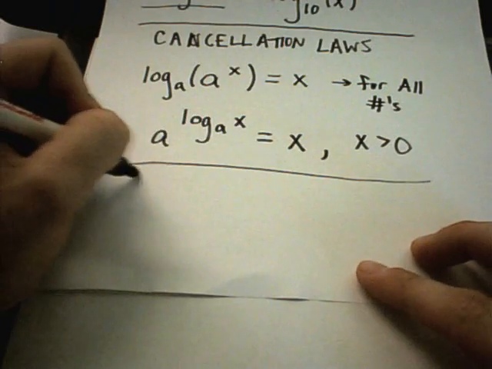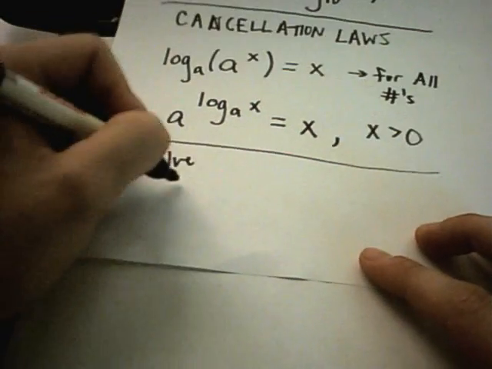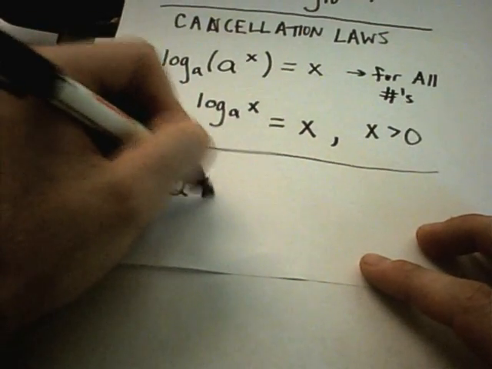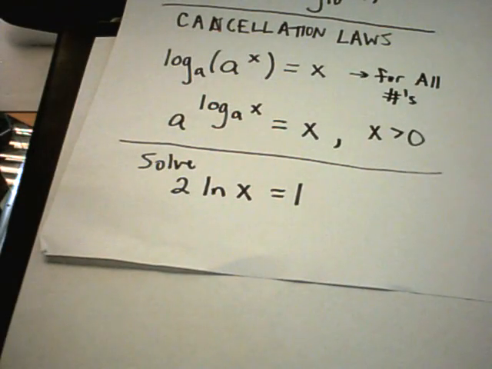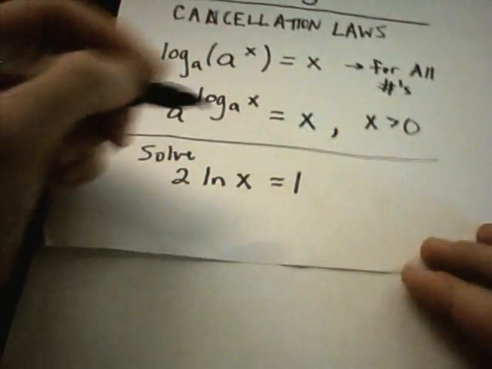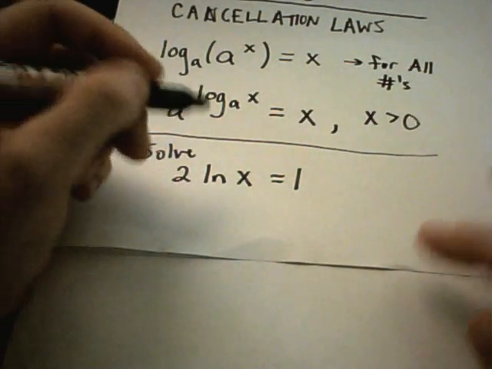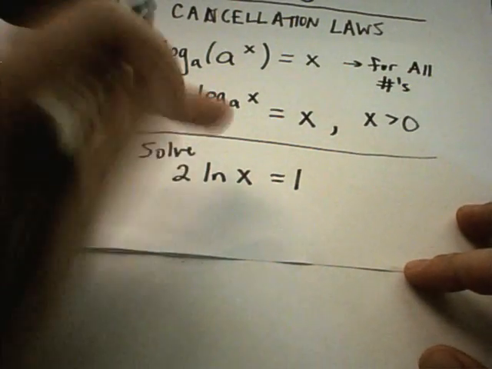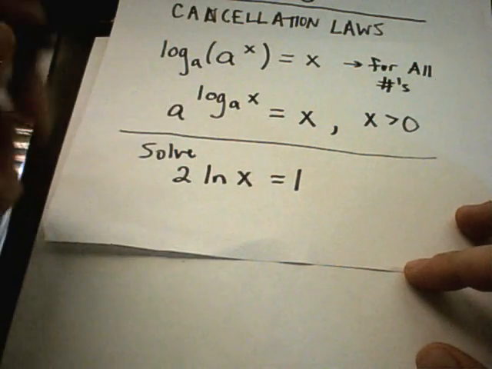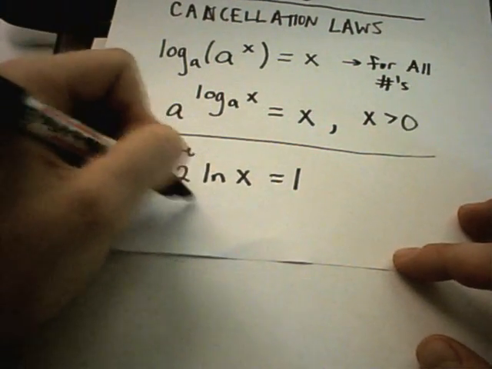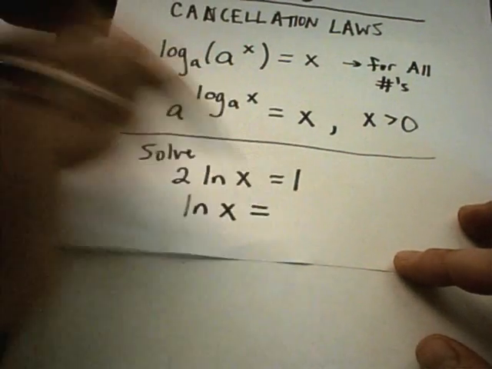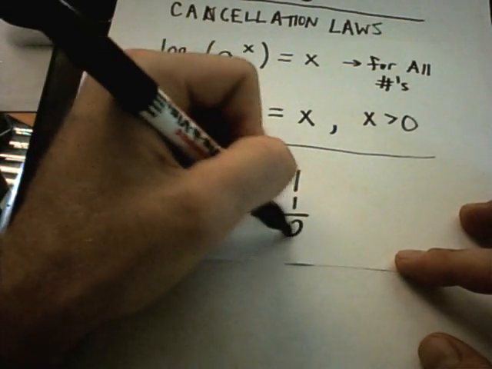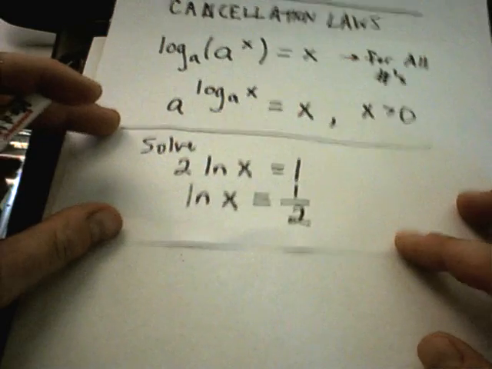So for example, suppose somebody said solve this one. I've got 2 ln of x equal to 1. Well, the typical thing I'll do in these problems, if it was just 2 times x, I would divide both sides by 2 and I would be done. I'm going to do that same thing here as well. I'm going to take ln of x and get it by itself by dividing by 2.